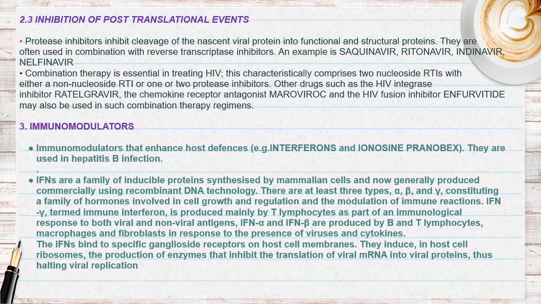Interferon gamma, also termed immune interferon, is produced mainly by T lymphocytes as part of the immunological response to both viral and non-viral antigens. Interferon alpha and interferon beta are produced by B and T lymphocytes, macrophages, and fibroblasts in response to the presence of viruses and cytokines. Interferons bind to specific ganglioside receptors on host cell membranes. They induce in the host cell ribosomes the production of enzymes that inhibit the translation of viral mRNA into viral proteins, thus halting the viral replication process.